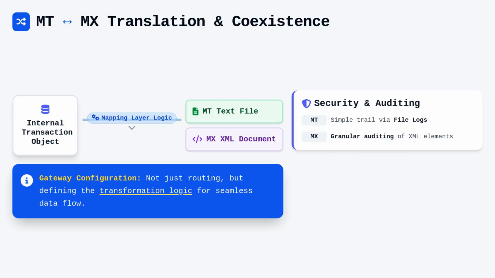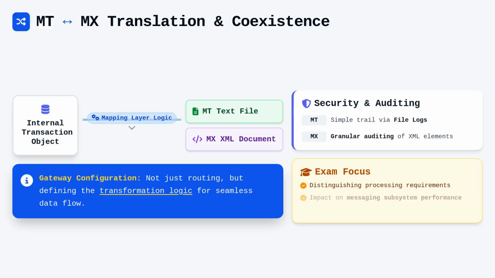elements within the XML. During your certification exam, you will likely encounter questions that test your ability to distinguish between the processing requirements for these two message types, specifically regarding how they impact the overall performance of the messaging subsystem when dealing with high-volume batch transmissions.